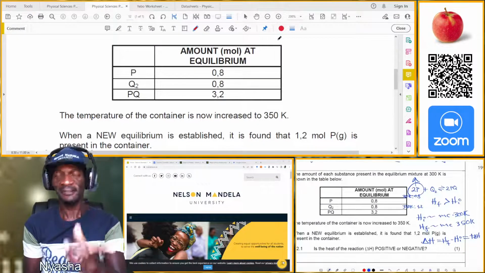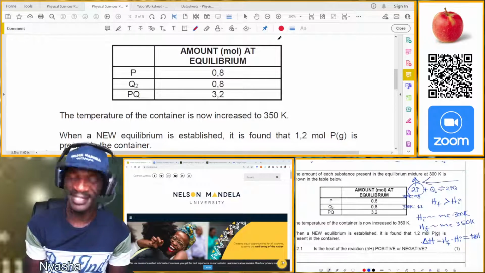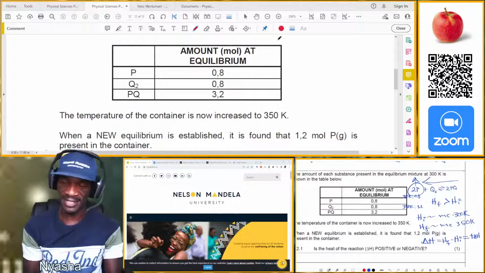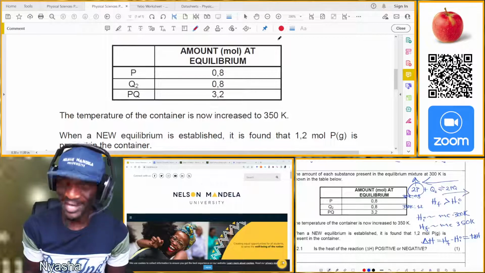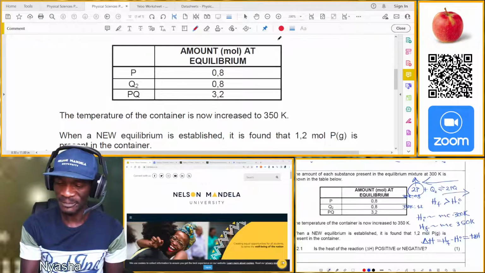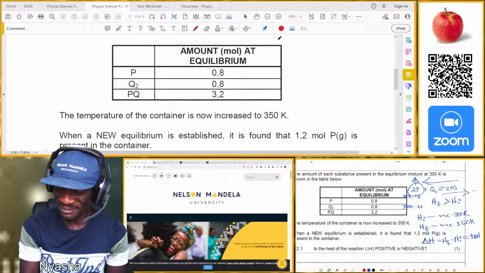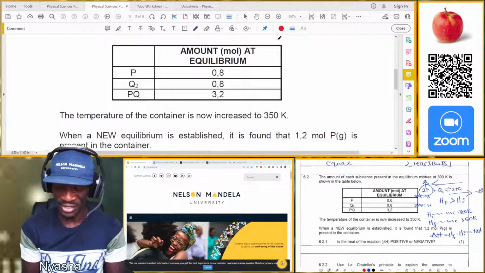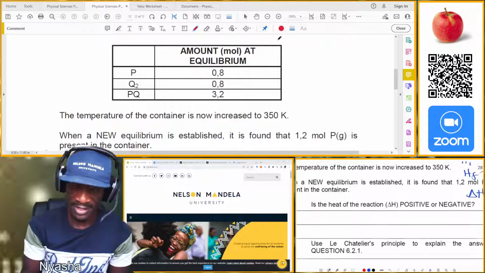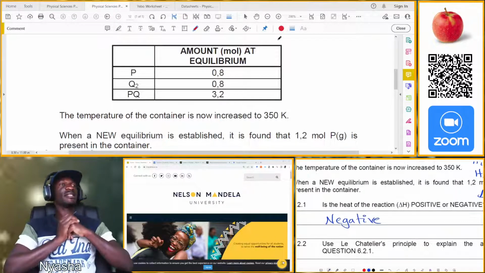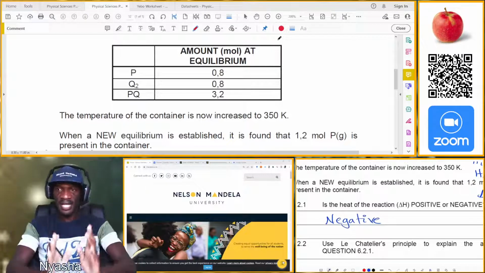So if this reverse reaction corresponds to a plus delta H, it must therefore mean that the reverse, which in this case is the forward reaction, should be a minus delta H. So here is the heat of the reaction, positive or negative. We have figured out that the heat is what? Is negative. Any questions on this one? How did we arrive at negative?